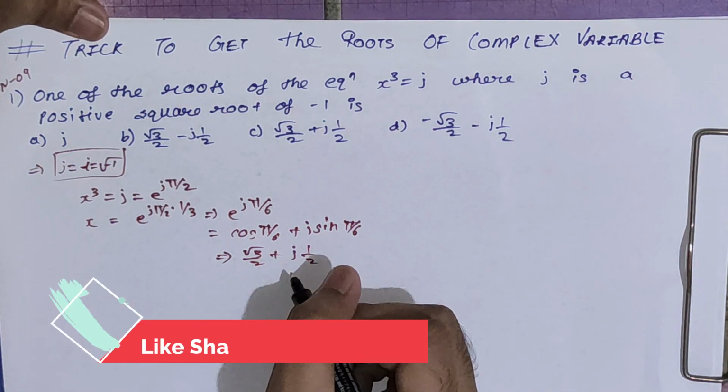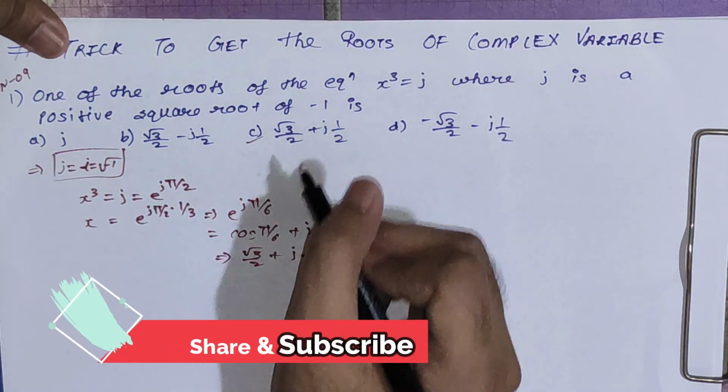So the answer is root 3 by 2 plus j 1 by 2. So from the options, this C is the correct answer.